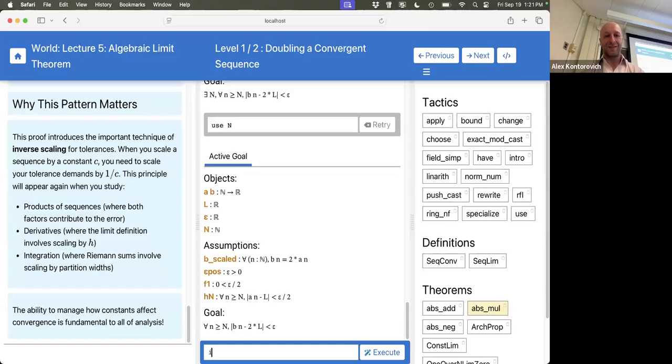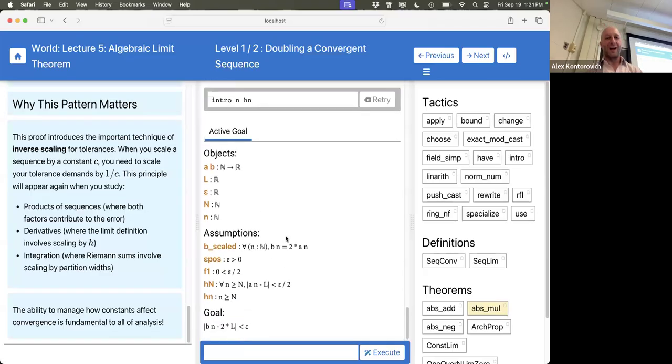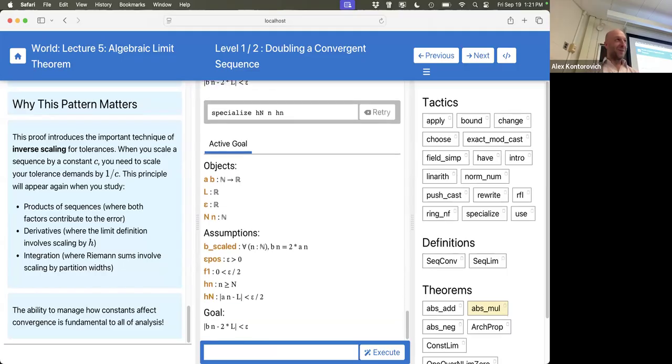Intro little n and hn. And now I have my little n, and I have the hypothesis that little n is greater than capital N. Specialize, bless you. Specialize h capital N to little n and the fact that little n is greater than capital N. Everybody following along? We're starting to get the payoff. Okay, so now I know that an minus L is less than epsilon over 2.